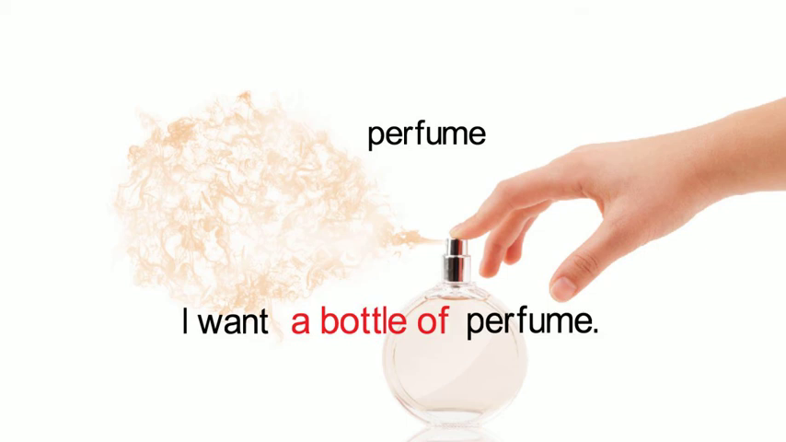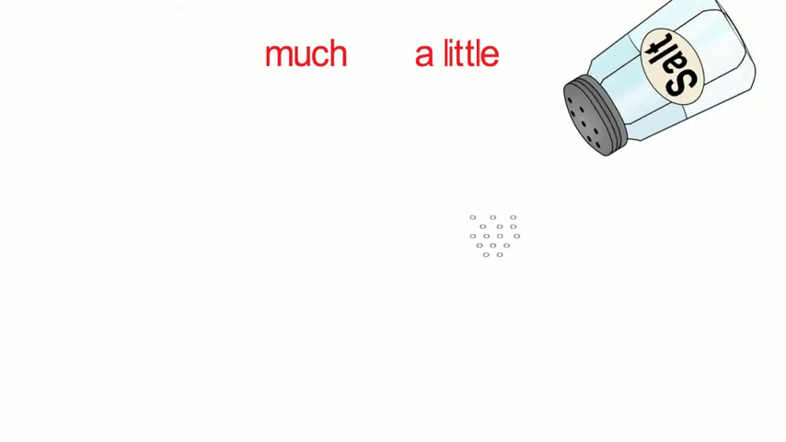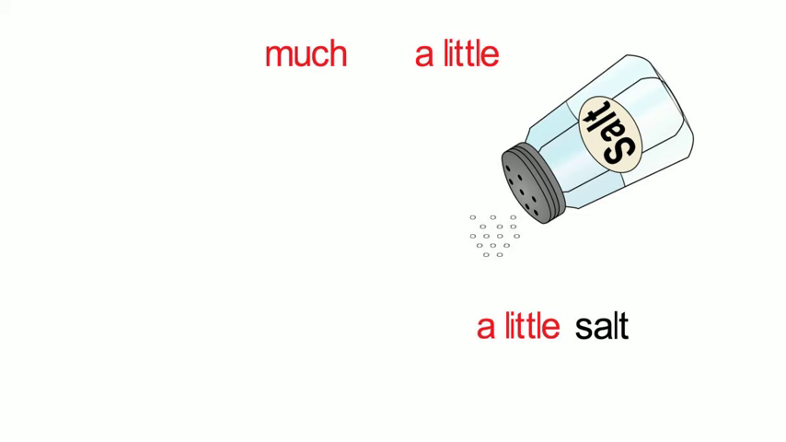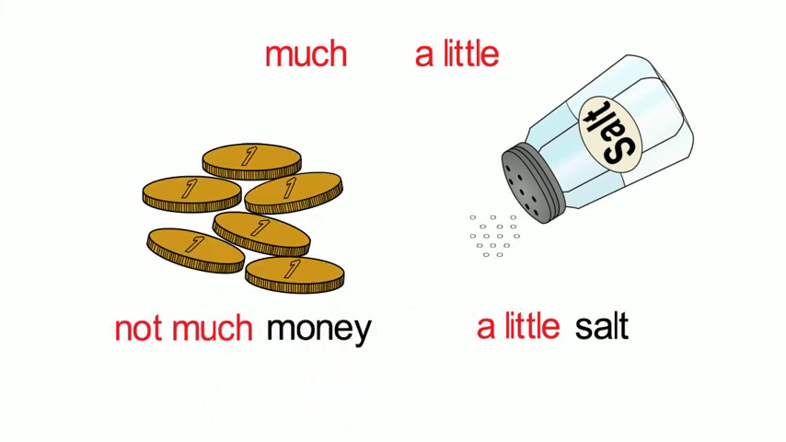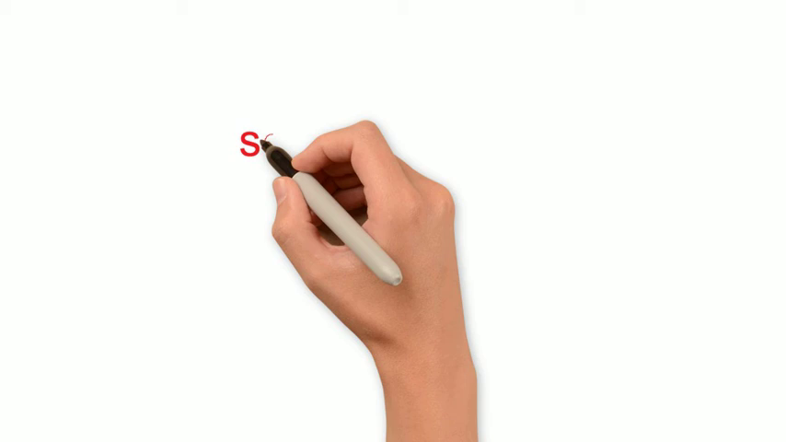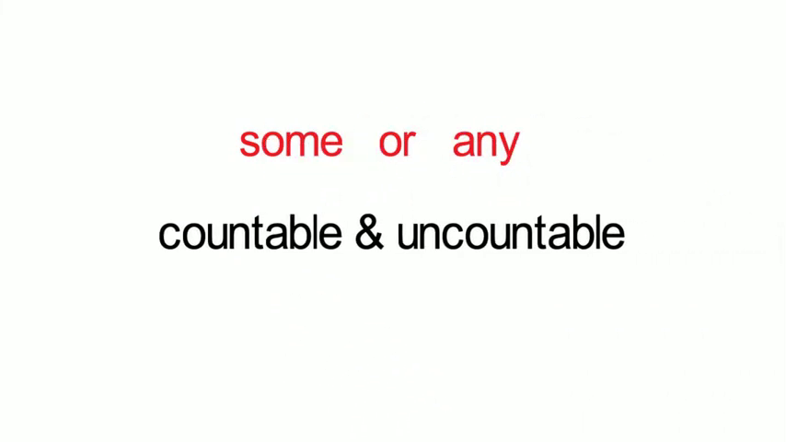Another way to make uncountable nouns seem plural is by adding the words much and a little. So for example, a little salt, or not much money. I have just one more point. I would like to explain how to use some or any with countable and uncountable nouns.